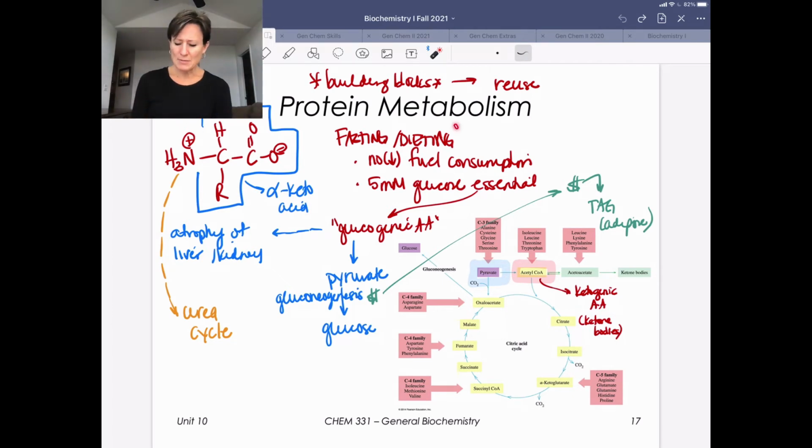Just mentioning briefly about fasting, right? If we're considering fasting, that means there's no fuel consumption, no exogenous source of fuels. So you have to maintain 5 millimolar glucose. And so this is really essential for how your body maintains homeostasis, is maintaining that 5 millimolar glucose. So what you need to then do is think about where you're going to get those glucogenic amino acids. And that generally is from the atrophy of selective organs like the liver and the kidney.